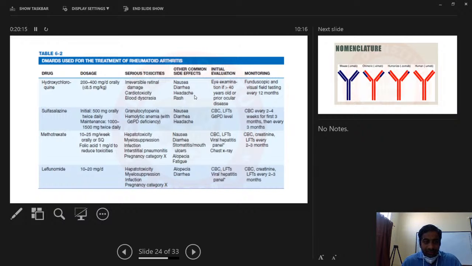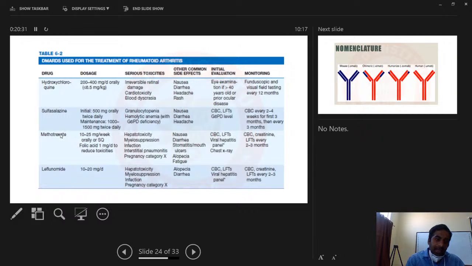Then coming to sulfasalazine, initially you start with 500 mg orally twice daily. Maintenance is around 1000 to 1500. It is rarely used, not routinely used. It causes G6PD deficiency, so you have to look at CBC, LFT, and G6PD levels also.